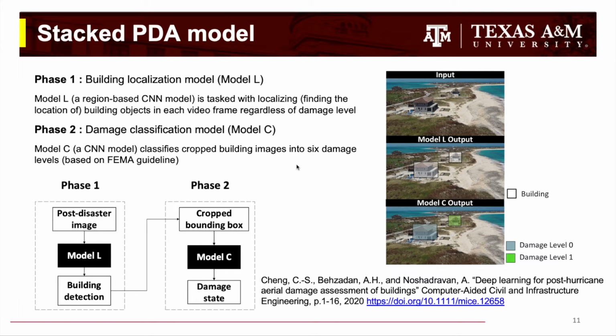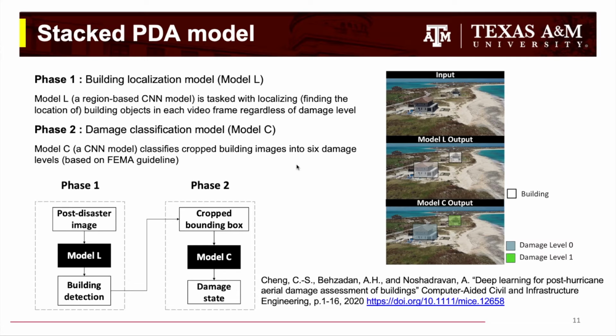As shown in the figure below, in phase 1, Model L will locate the buildings of input images. Then, in phase 2, Model C can use the cropped images to classify the damage level. Model L is architected based on RetinaNet, and Model C is based on MobileNet. They are both deep learning models.